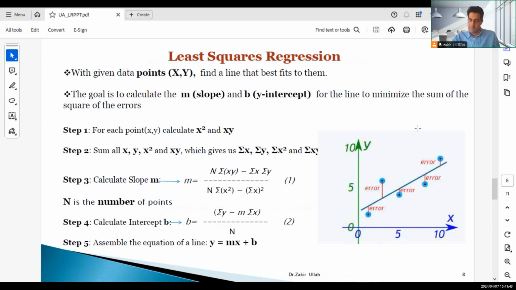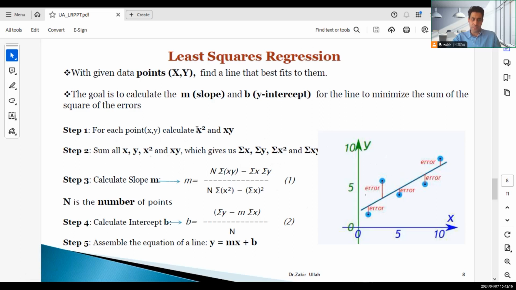So the goal of the least square regression method is to find the slope and intercept of this line in such a way that the sum of the squares of these errors would be the minimum possible value. To achieve this goal, we need to implement the least square regression method in these 5 steps.